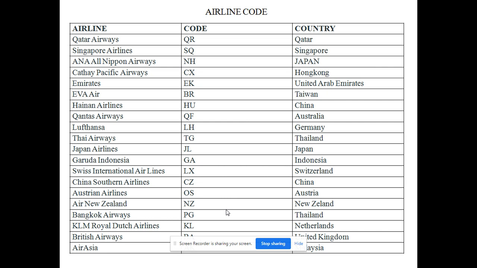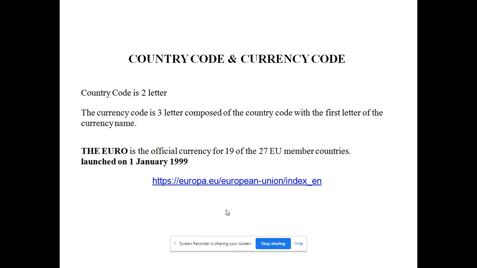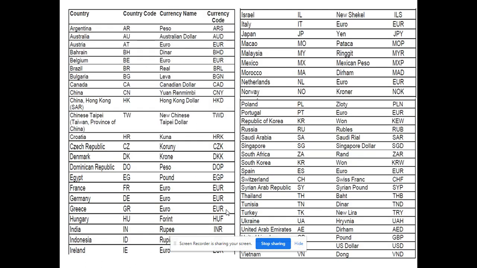Now, this list gives you the top 20 airlines of 2019. So you have Qatar Airways, QR, Singapore Airlines, SQ. Knowing the airline code is also important to be in the industry. The next one is your country code and the currency code. Country code is made up of two letters, and these two letters can be of any combination. For example, you have Argentina, AR, Australia, AU, India, IN. So it can differ and it can be any combination from the particular country's name itself.